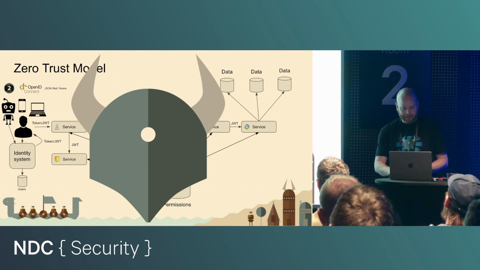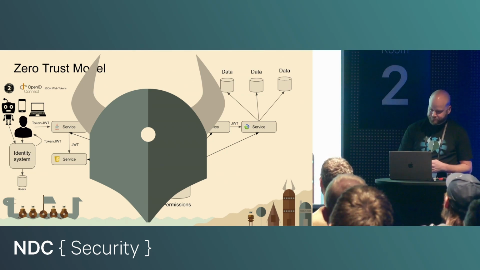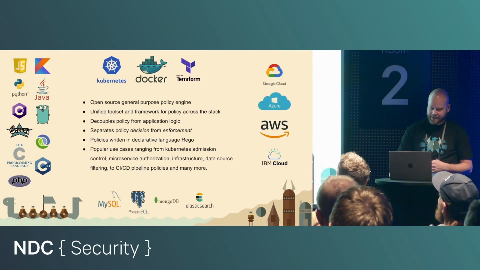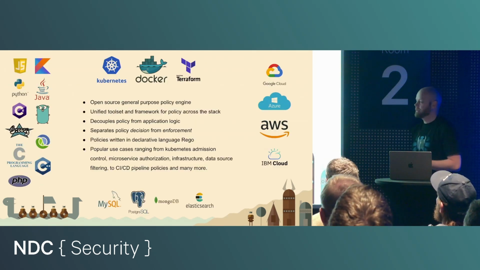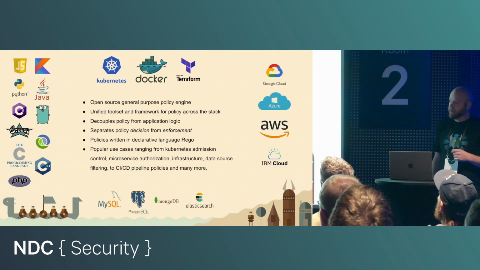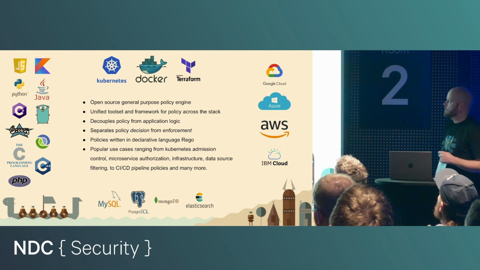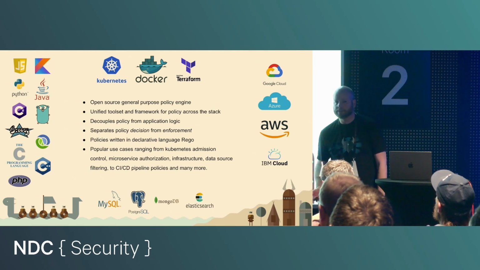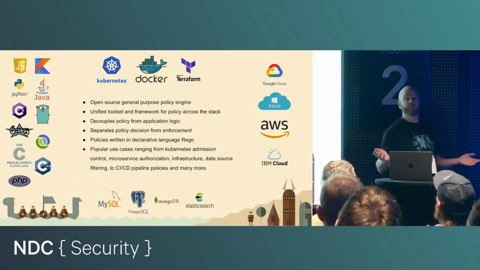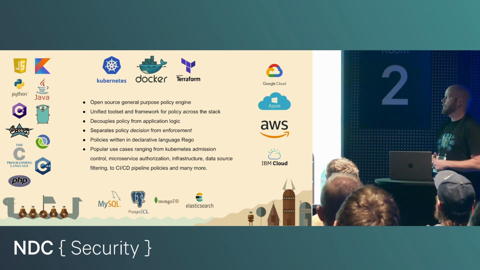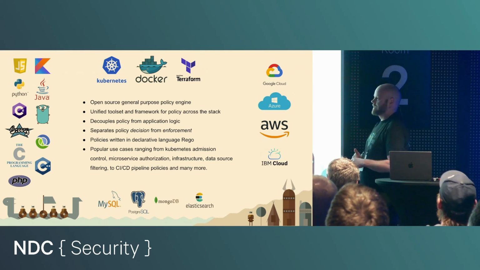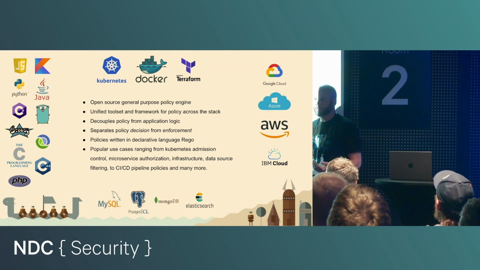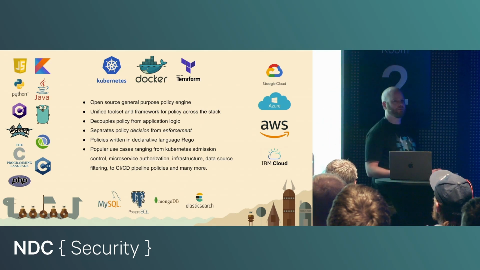So OPA, finally, what is Open Policy Agent? It's an open source general purpose policy engine. It provides a unified toolset and a framework to work with policy. And when I say policy, it basically just means a set of rules. So anywhere you have rules, and of course, what is authorization if not rules? That's basically what authorization is.